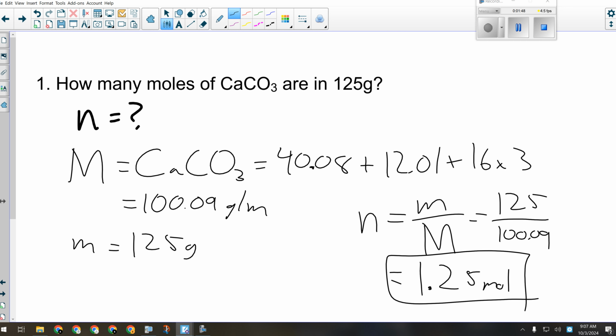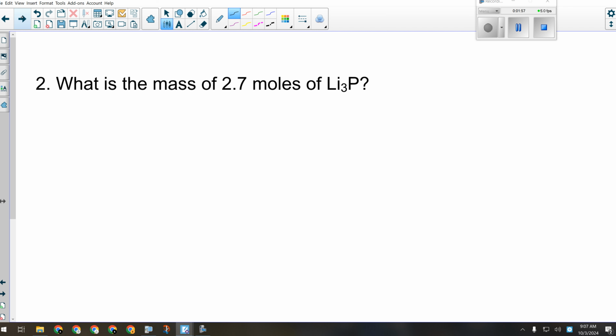Questions on number 1? How many people have done number 2? Let's have a look at that one then too. So in number 2, we've got a type 2 mole equation problem. What is the mass? What am I looking for?